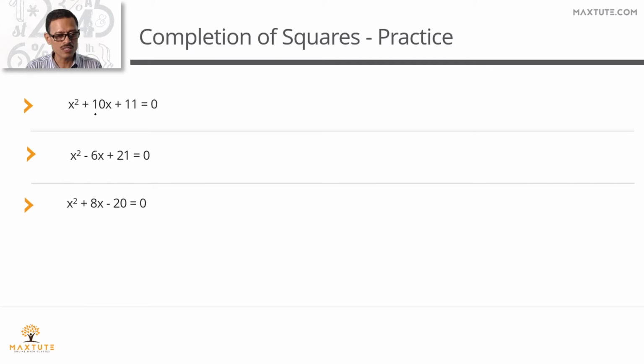In this case, what is the value of b? b is equal to 10. p is always equal to b by 2. So it's going to be equal to 10 by 2, which is equal to 5. Compute the value of p square equals 25.